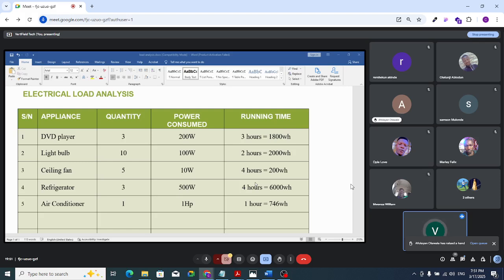For the refrigerator, the quantity is 3, the power consumed is 500 watts, the running time is 4 hours. The air conditioner, the quantity is 1, the power consumed is 1 horsepower, the running time is 1 hour. Alright, I hope you all have gotten that information.